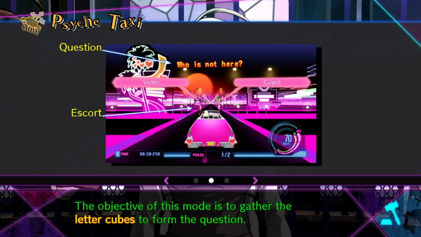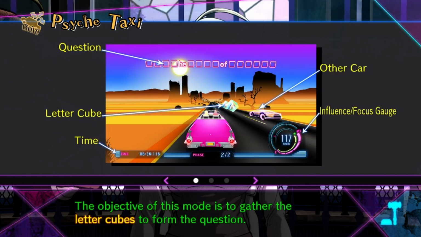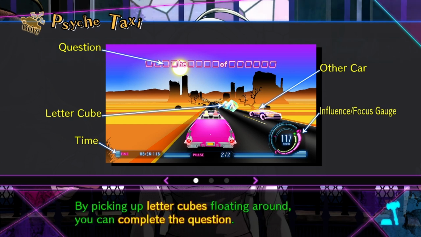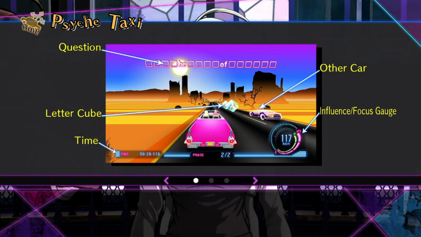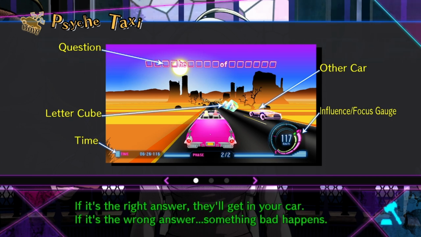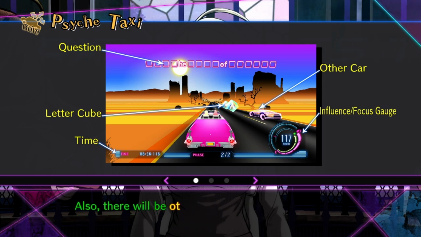Who's not? Question, escort. Okay. And then this is controls that I don't need. Use the A button to accelerate and the mouse to move right and left. Can I just use the arrow keys? I'm gonna try. By picking up letter cubes floating around, you can complete the question. Once you've completed the question, you head toward the escort that has the correct answer. If that's right, they'll get in your car. If it's wrong, something bad happens.